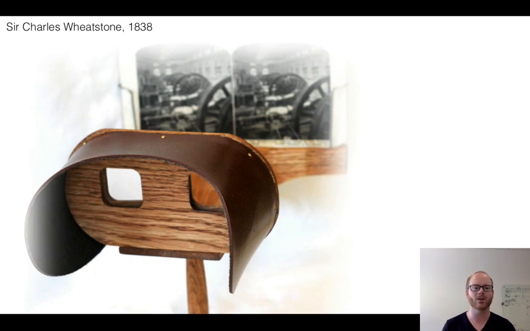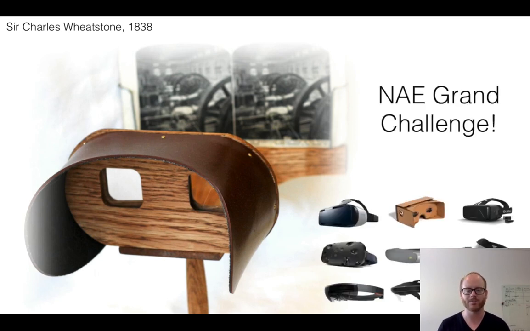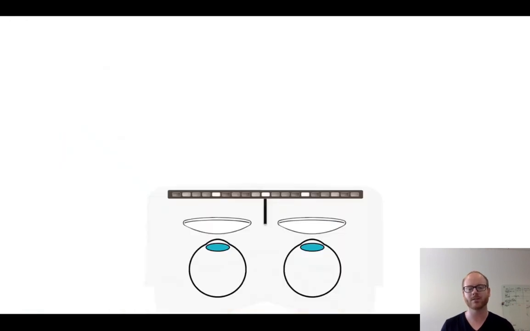So when Charles Wheatstone invented the stereoscopic viewing apparatus that you can see here in 1838, he had no idea that more than 150 years later, this is really a hot topic in engineering and one of the National Academy of Engineering's grand challenges of the 21st century. So enhancing virtual reality systems is important, and current systems that are available on the market actually operate in a very similar way to Charles Wheatstone's original systems.